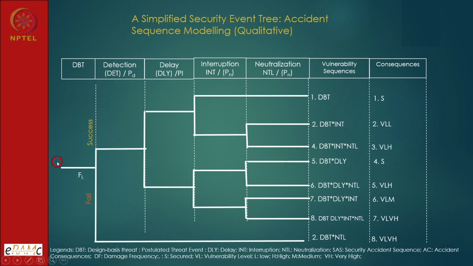Okay. So let us see how it works. It is like a typical event tree. Success is shown on the upside, failure is shown on the down side. So let us say the design basis threat event has happened. Now if detection has not happened, nothing can be done. There are consequences, and vulnerability levels are very high, VLVH.